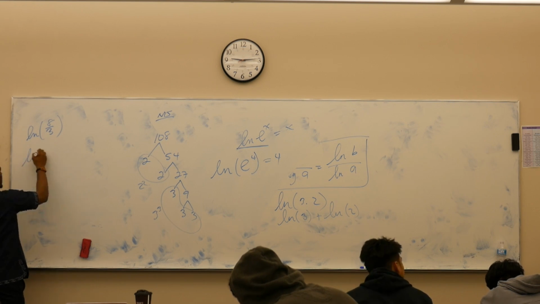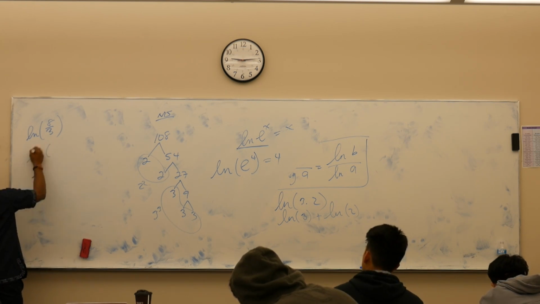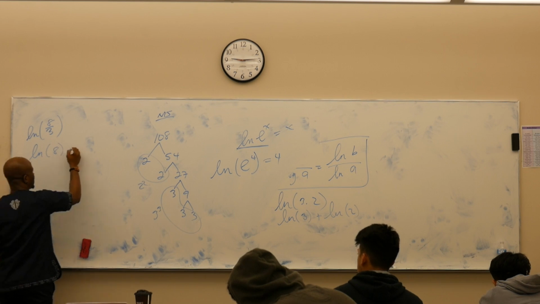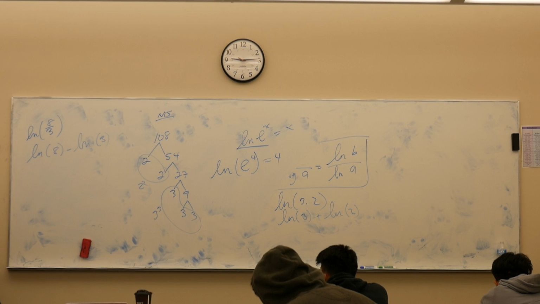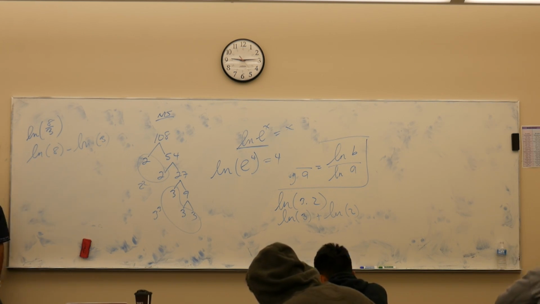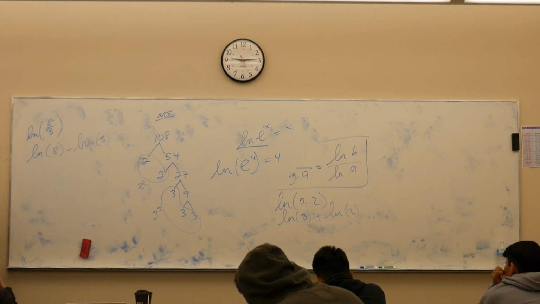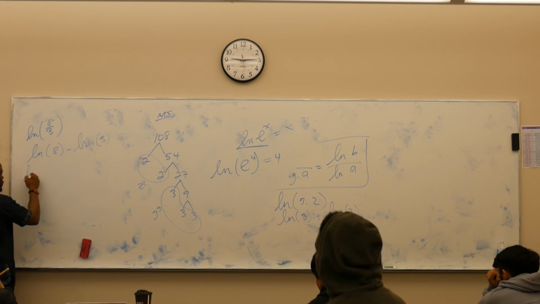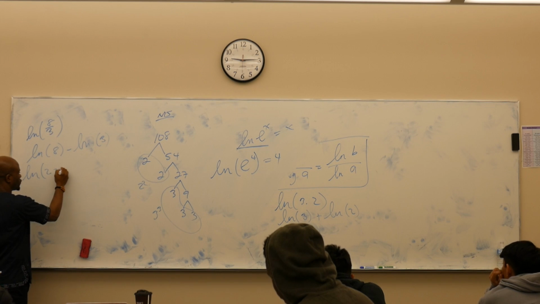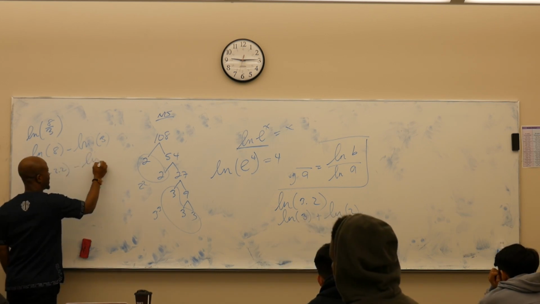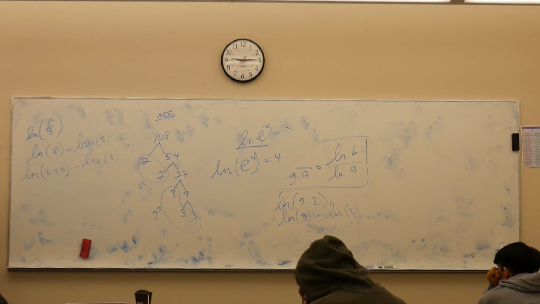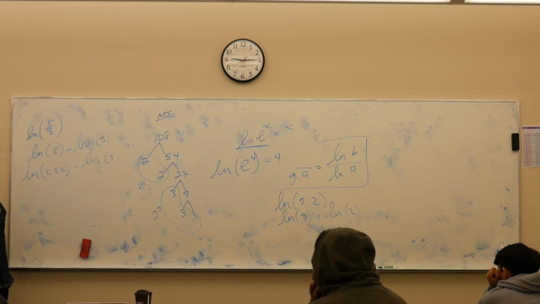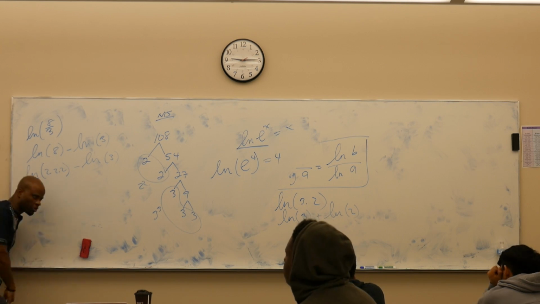Okay, which is the natural log of, what am I writing? The natural log of 8 minus the natural log of 3, right? But do we know what the natural log of 8 is right now? No, but we can break that down, right? 8 is 2 cubed. So the natural log of 2 cubed minus the natural log of 3. Some people like to do the natural log of 2 plus the natural log of 2 plus the natural log of 2.